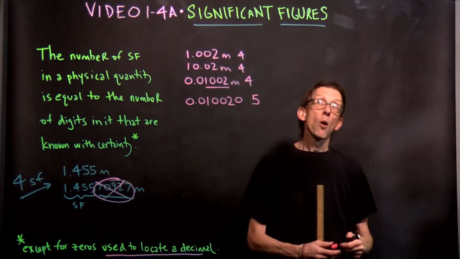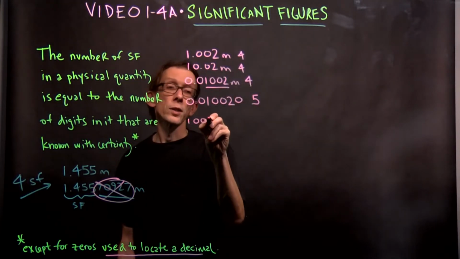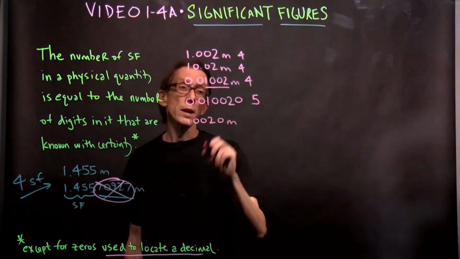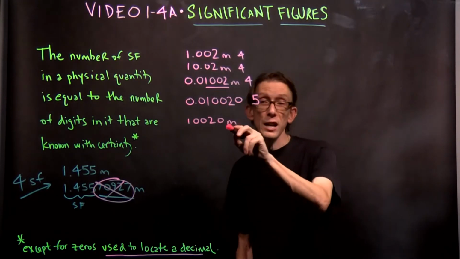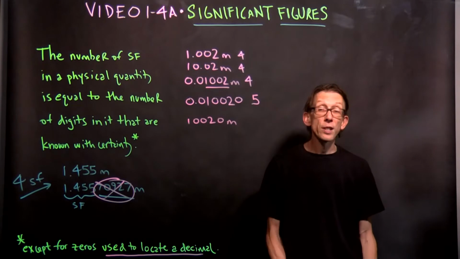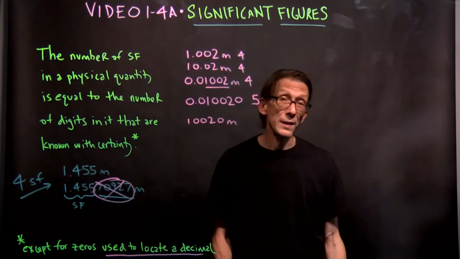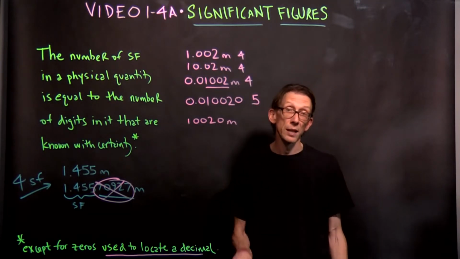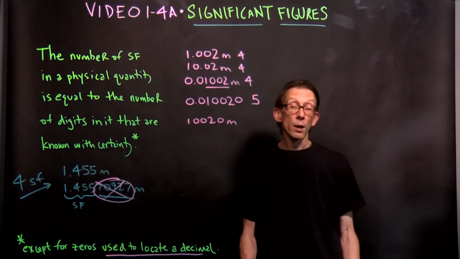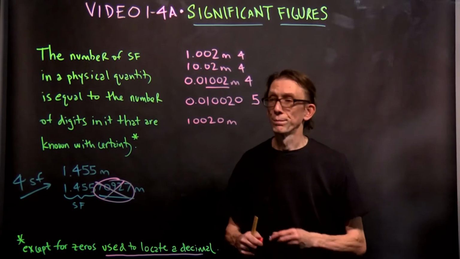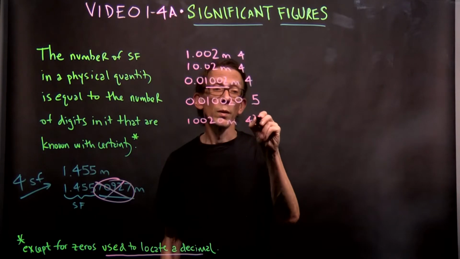Now there are cases which are not obvious. If I gave you the number 1,000 or 10,020 meters, it's not clear if that last 0 is significant or not, whether it was actually measured or not. So there is some arbitrariness here, and we'll talk about a way to remove that arbitrariness when we talk about scientific notation. You'll actually be talking about using scientific notation in your first lab. So there are cases that are a little bit confusing and a little bit arbitrary. So we don't know if this is 4 or 5.